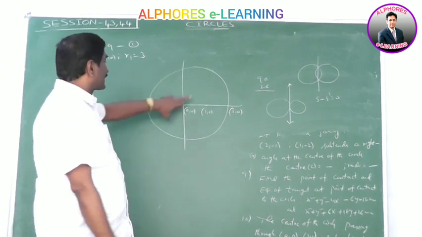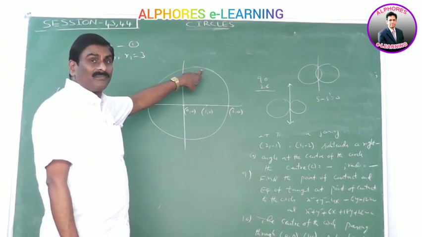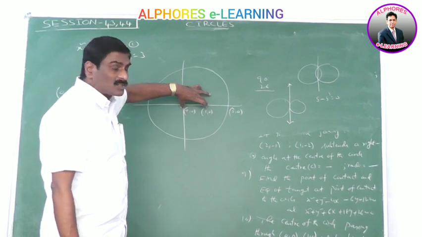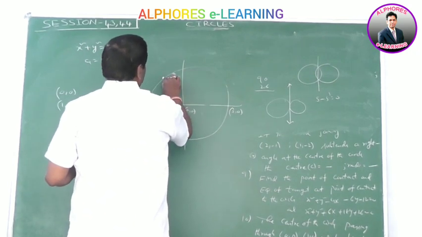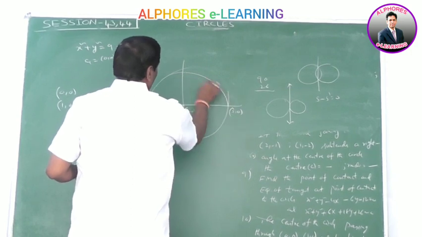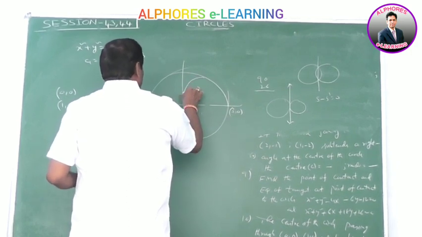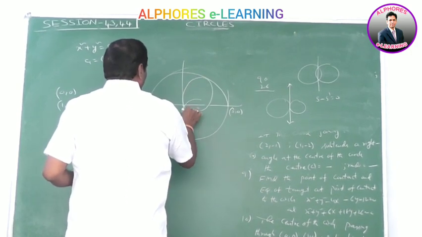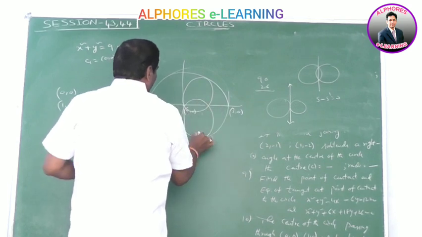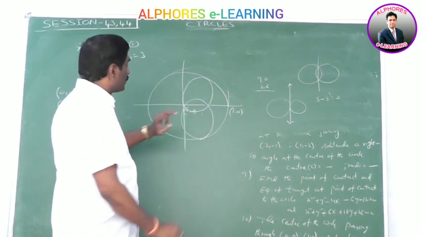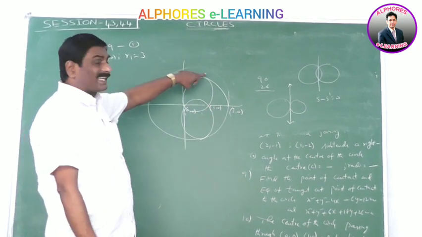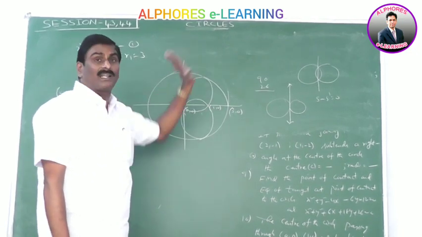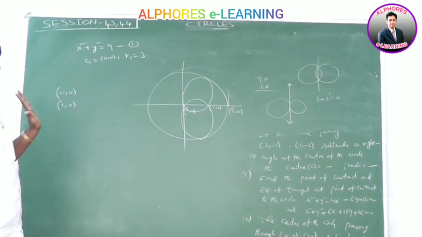Does the second circle touch the circle internally or externally? All these points lie inside, so it must touch the circle internally. It touches the circle internally only. That means the circle is in this way or in this way. The circle passing through 0, 0 and 1, 0 touches the given circle internally, not possible externally. Please observe that point.